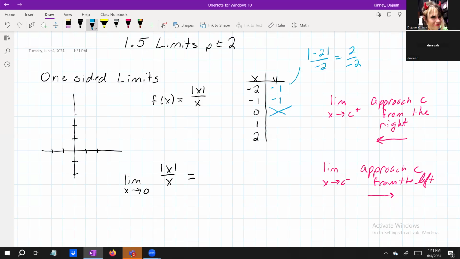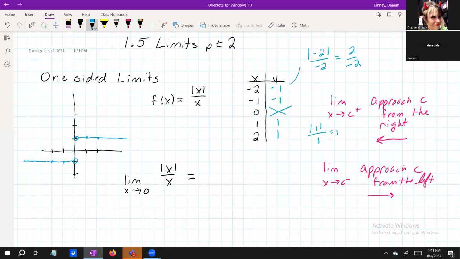Does not exist here. So I'm just going to put a big fat X there. Now, if I plug in 1, I get absolute value of 1 over 1, which is +1. Plug in 2, I'm also going to get +1. So let's graph that. I get -2 is -1, -1. 0 is a big empty space.